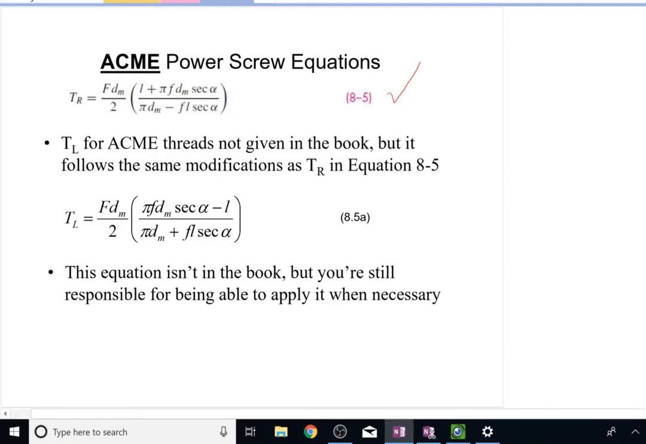This is not in the book. They kind of give you some hints how to do it, like, follow the same trends as 8.5, but this is actually not in the book, though it's used in some of the problems, and is also particularly useful in lowering an Acme thread. So you're still responsible for being able to apply the torque to lower for an Acme thread, and secant alpha is, let me see if I can find that here.